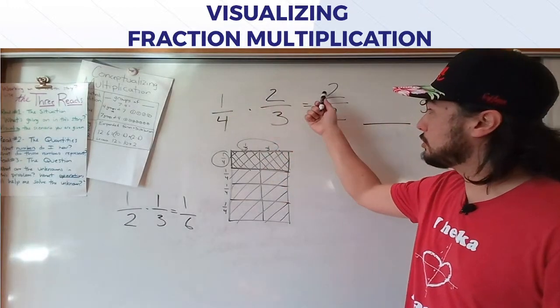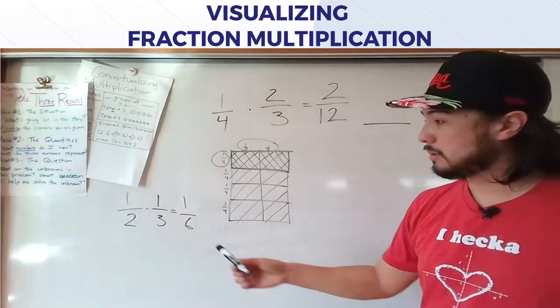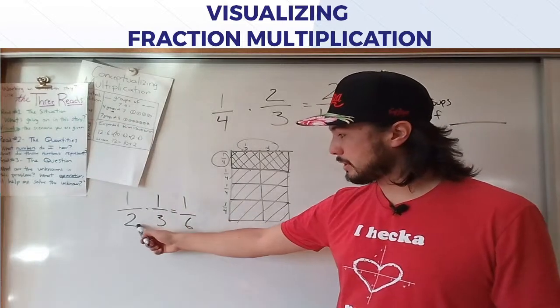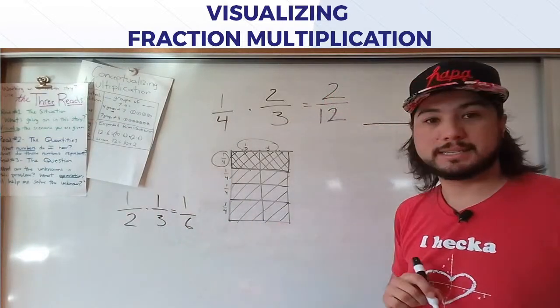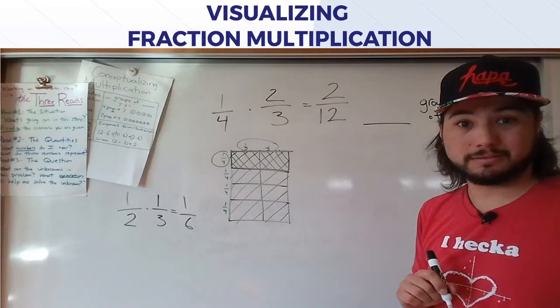1 times 2 is 2. Fourths times thirds is twelfths. 1 times 1 is 1. Halves times thirds is sixths, because 2 times 3 equals 6.